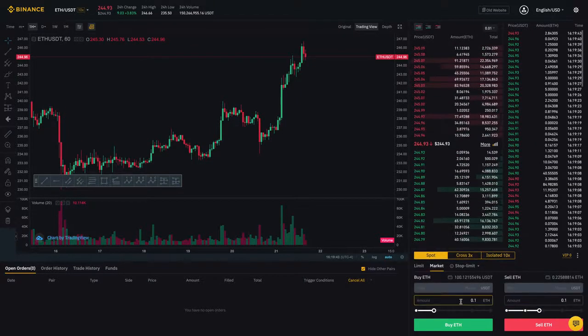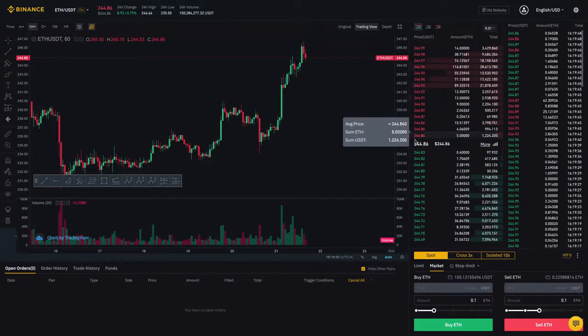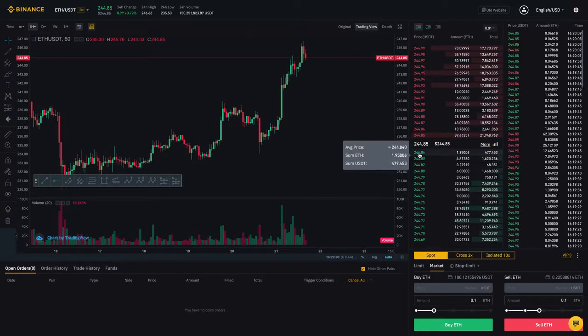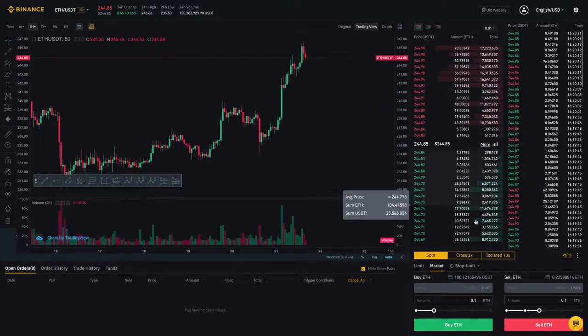Now, if I go to market, market means that I want to buy or sell at whatever the market price is. So right now it looks like if I wanted to buy 0.1 Ethereum, I would pay this much. I would buy it for $244.85, whichever one is the best price here, right? On the flip side, if I want to sell my Ethereum, I have to sell it to someone who's buying it. So I would get $244.84 for that, for the one Ethereum. That's assuming that there's enough in the order books. Yep, but there is. So that's what market on spot is.